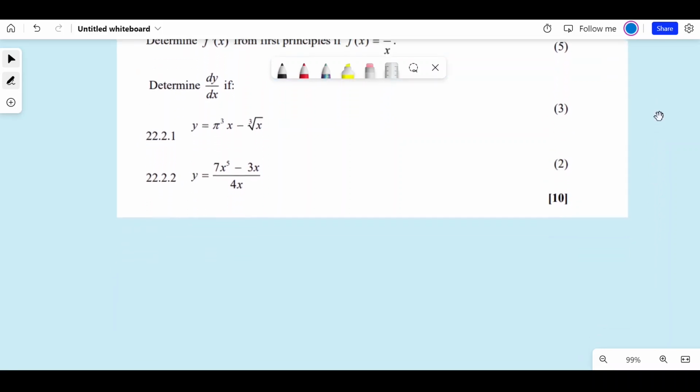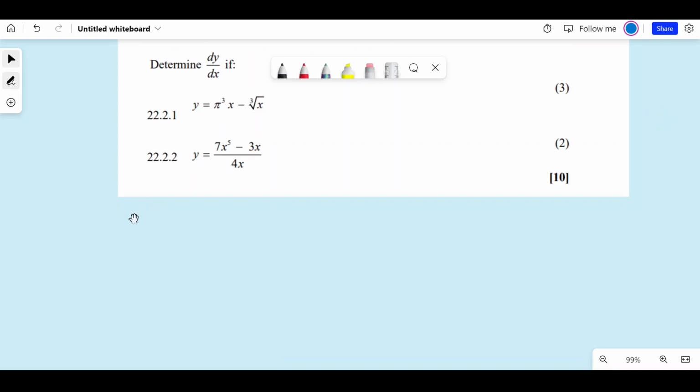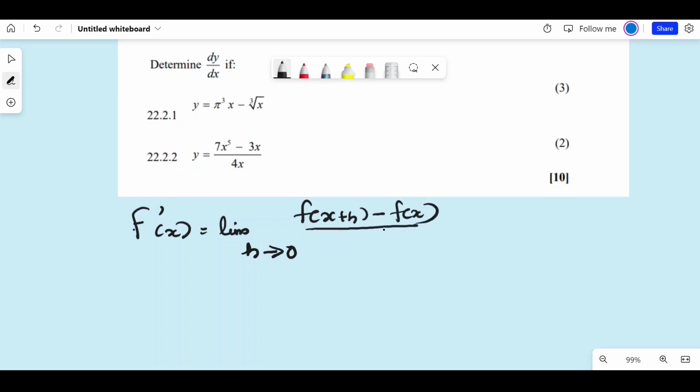Okay, first principles. We have to use the formula from the formula sheet, which is the derivative of f(x), that is f prime x equal to limit h tends to 0 of f(x plus h) minus f(x) over h. That is the first principles formula. So we use this formula only if the question is asking you to use the first principles.